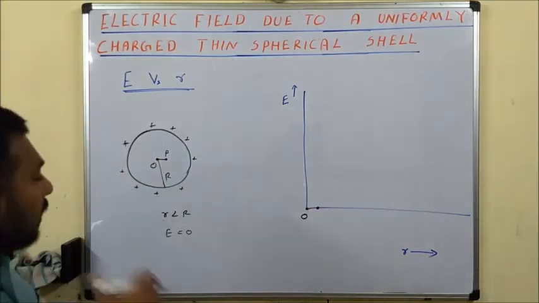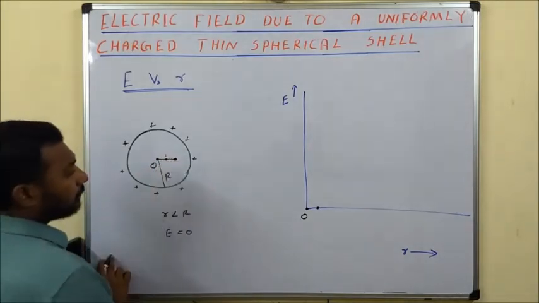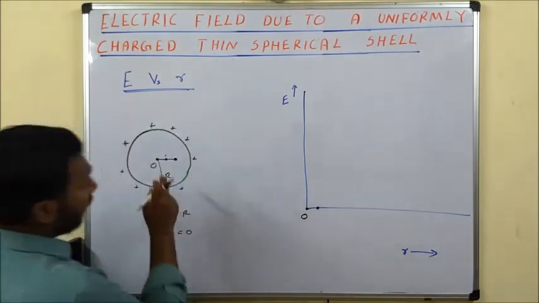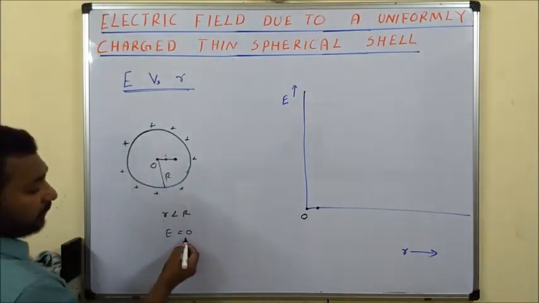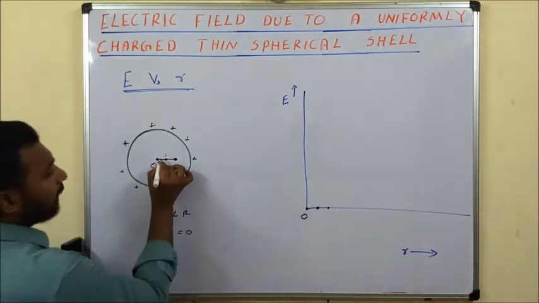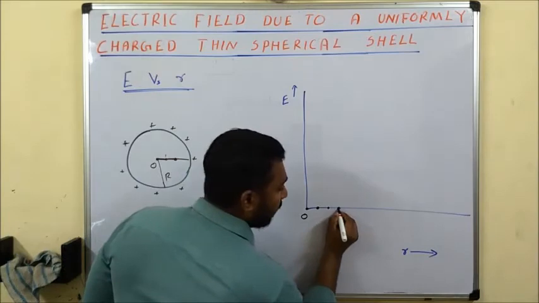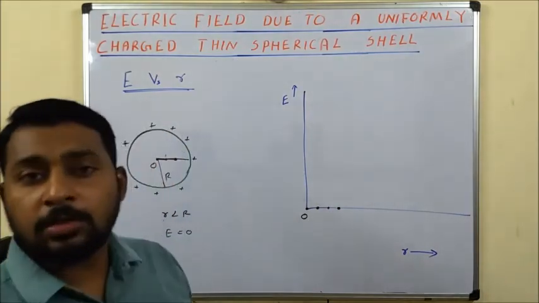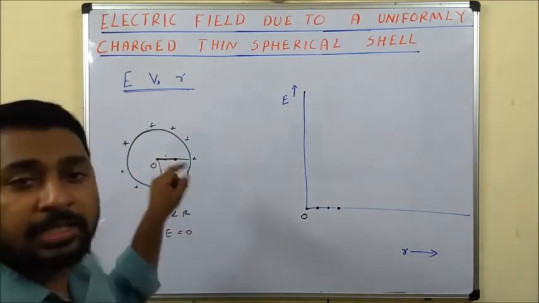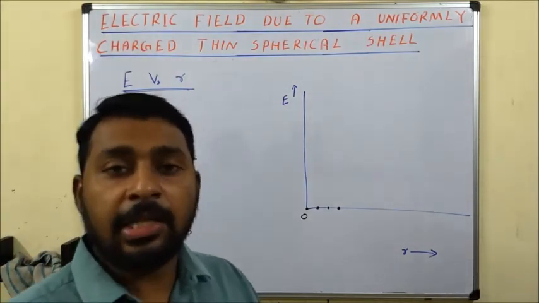Now I keep on increasing the distance. So now the point is here, but still it is inside the shell. Electric field is still 0, and keep on increasing. Why 0? Because all these points which I consider are inside the shell, and we know electric field inside the shell is 0.